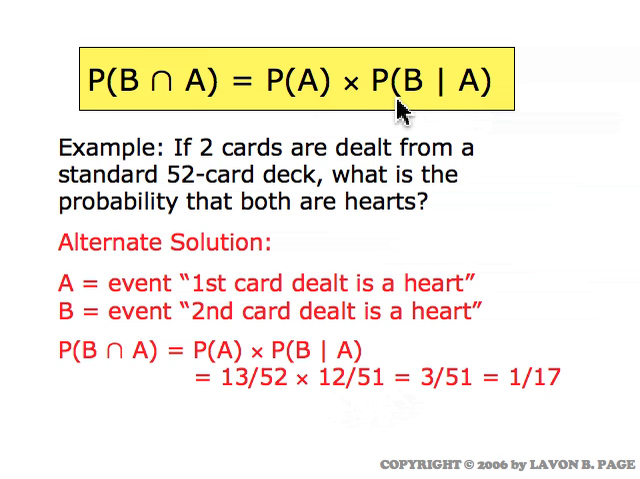So when I multiply these two numbers, I'm multiplying 13 divided by 52 times 12 divided by 51. When I do that arithmetic and reduce the fraction, I come up with exactly the same answer that I already knew to be the correct answer. So we've given another solution to the problem using the concept of conditional probability, and it's a very attractive solution because the two numbers that I'm multiplying are intuitively quite obvious.